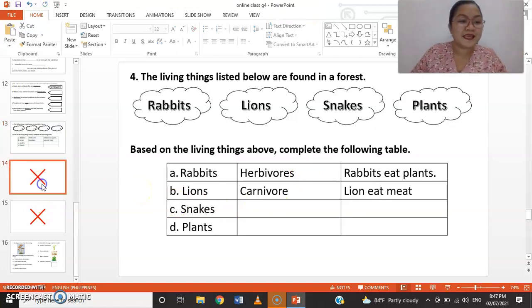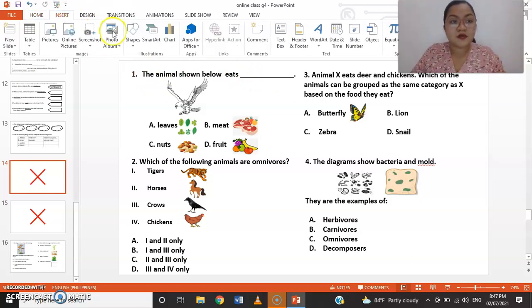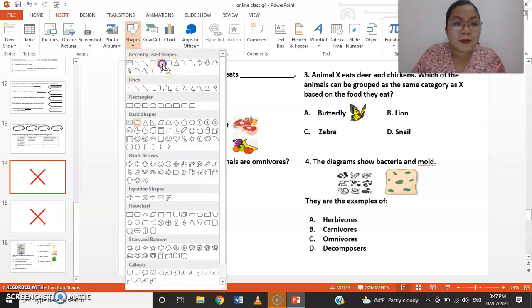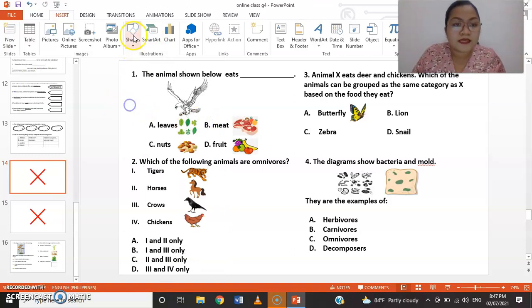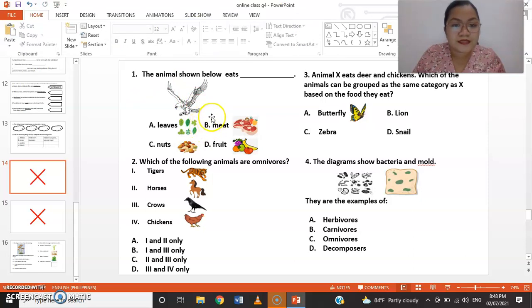Good job. Okay, next. Number 14. You're going to circle the letter of the correct answer. The animal shown below eats what? So this is an eagle. What do eagles eat? A, leaves. B, meat. C, nuts. D, fruit. What is the correct answer? Okay, very good. Letter B. Good job. Eagles eat meat. Very good. Okay, you're going to circle it.